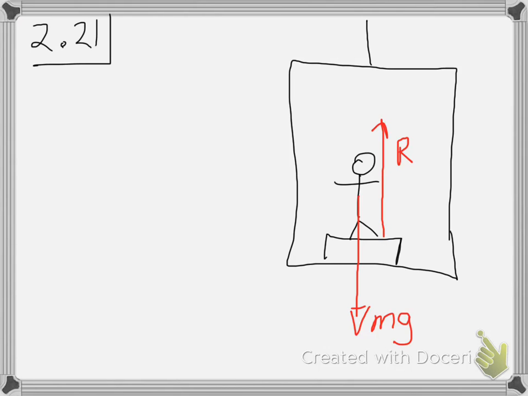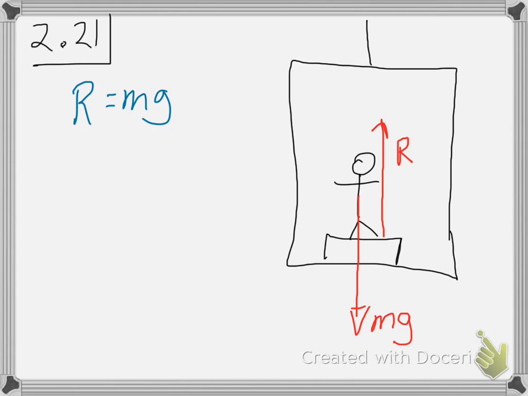what it's reading is the reaction force, this force R, that if the elevator is standing still, that will be equal and opposite to mg, right? So if the elevator is standing still, the reaction force, which is what the scale will read, is equal to the person's weight. No problem. This is also true if the elevator is moving, as long as it's moving with a constant velocity.